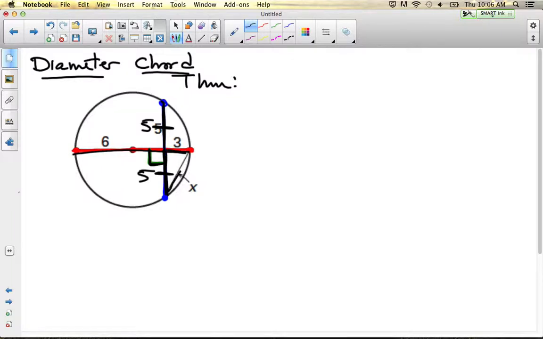So being that x is right here, they want us to find the hypotenuse of this right triangle. So what I'm going to do is change the orientation of that triangle and just go ahead and label it accordingly. I see that one side is 3, another side is 5, and x would be my hypotenuse. And because it's a right triangle, I can solve that using the Pythagorean theorem.